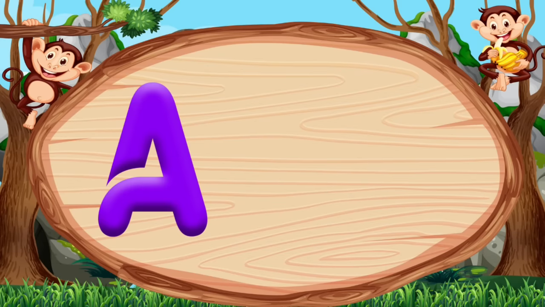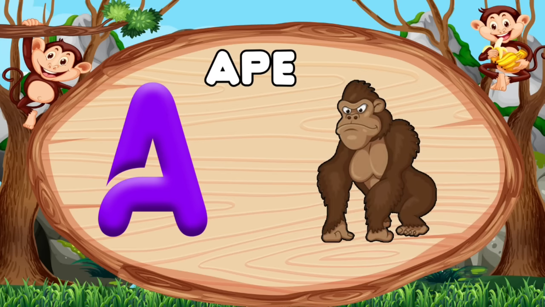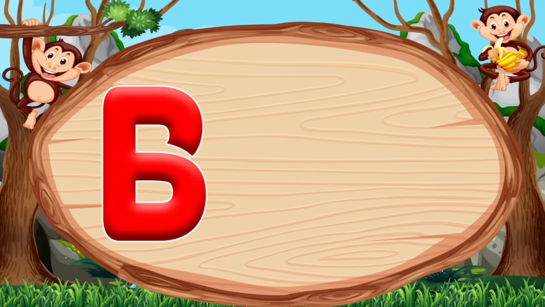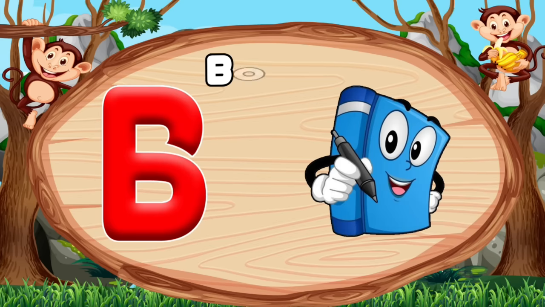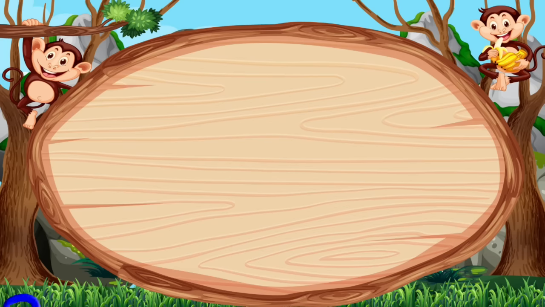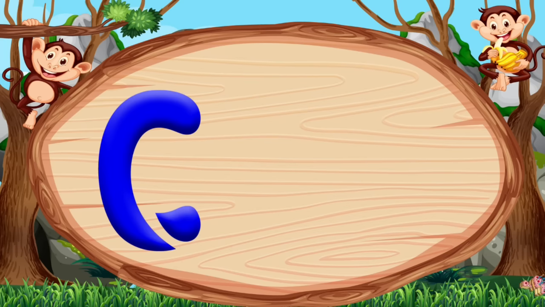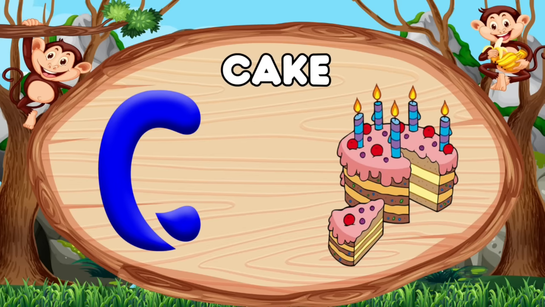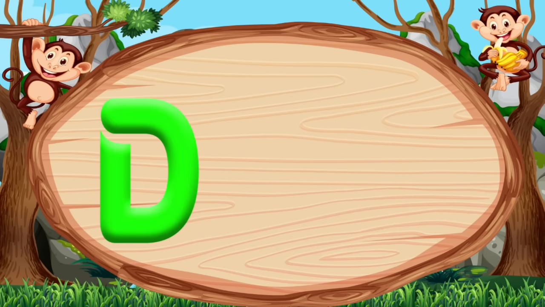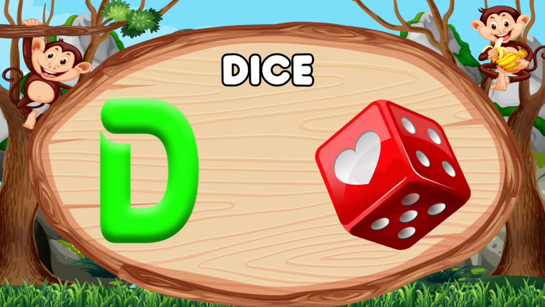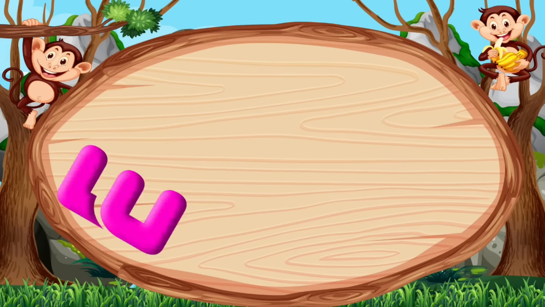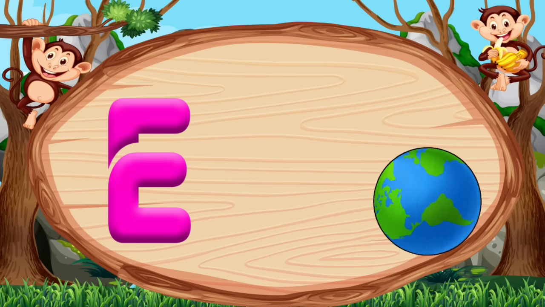A. A for ape. B for book. C. C for cake. D. D for dice. E for earth.